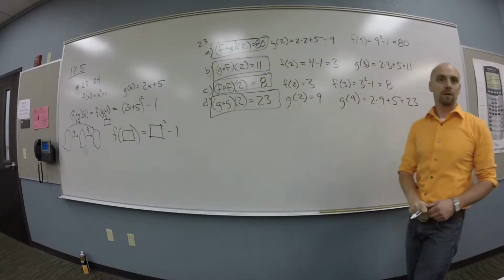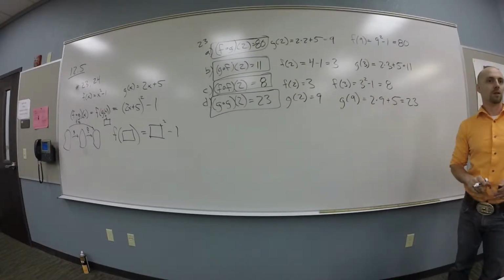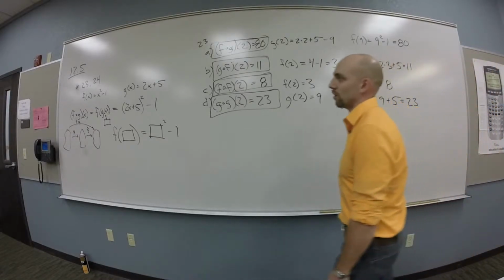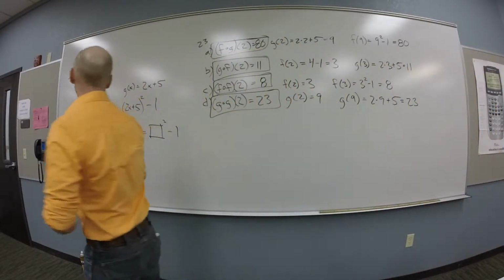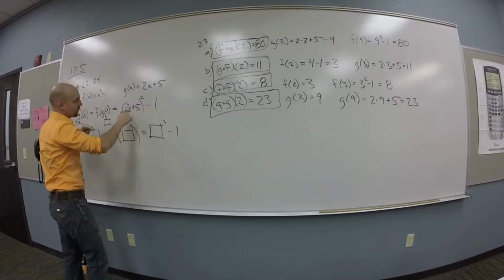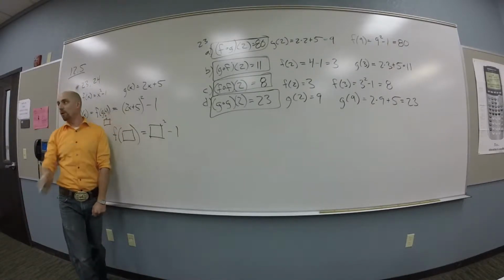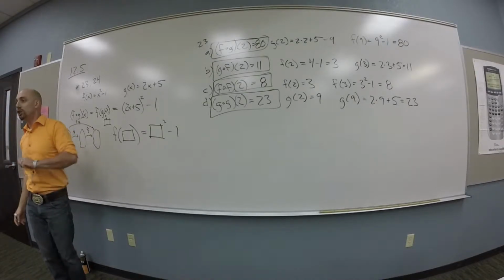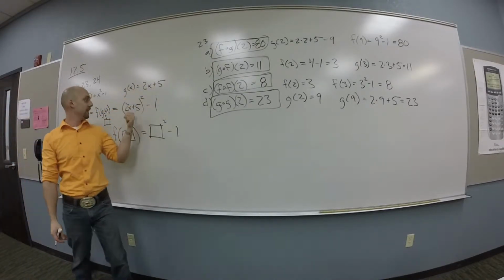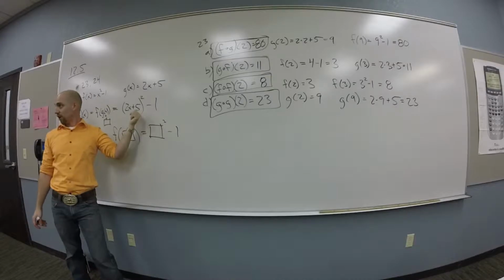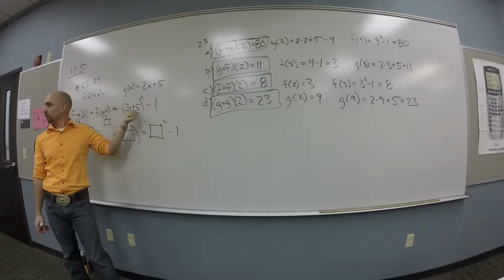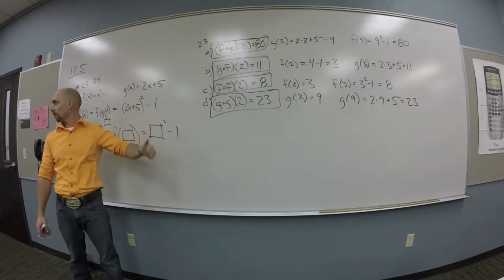You guys cool with that? Partially. So is there no point in finding 2x plus 5 squared minus 1 if you have to do them separately anyway? So if I found this, and I want to find out what f of g of 2 is, I could just plug 2 into this. You guys see that? I'll get the same thing. Twice 2 plus 5 is 9. Then I'll square it and subtract 1.